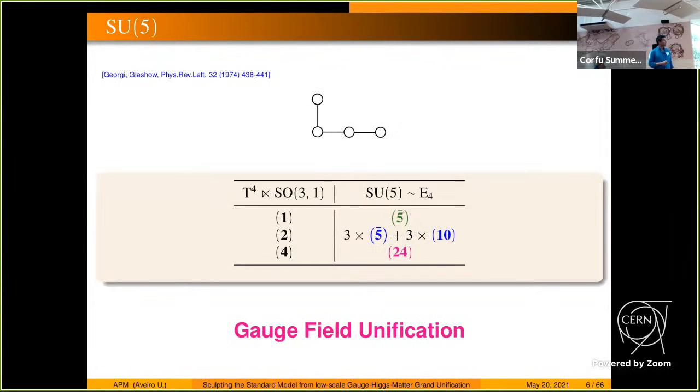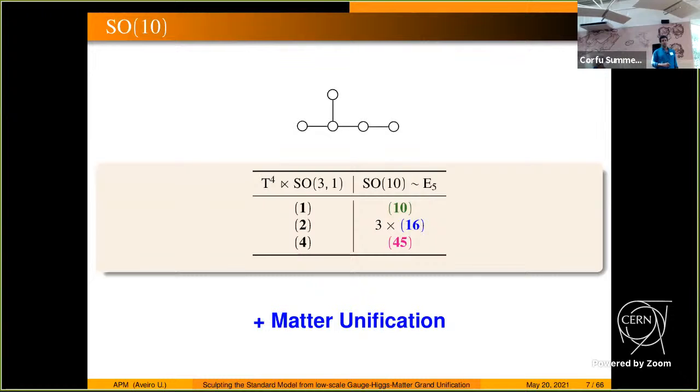If you go up one level to SU(5), which was actually the first GUT proposed by Georgi and Glashow back in 1974, you put all the gauge fields in the same unified representation. So this is gauge field unification. But you can aim at more, and SO(10) can embed also each family of fermions in the same 16-dimensional representation. It also gives you a right-handed neutrino. But you still have to do that separately, like 3 copies of this 16-plet, and gauge field unification is still there.